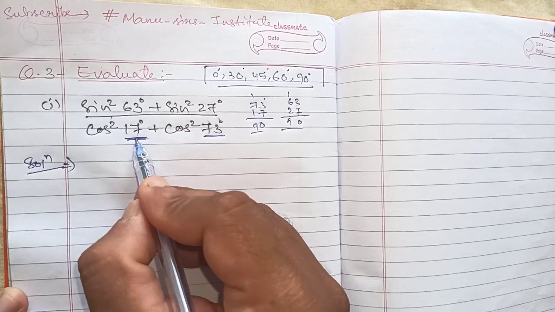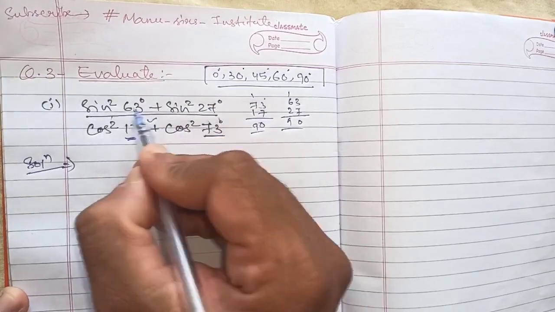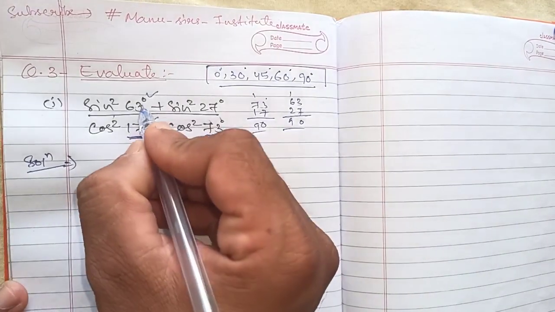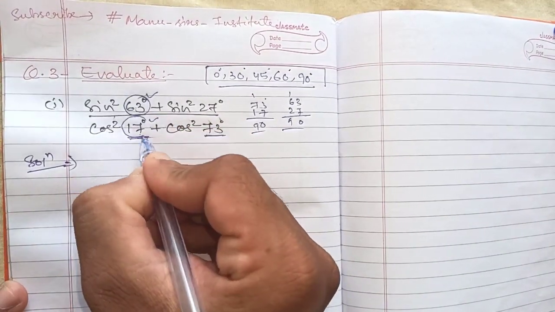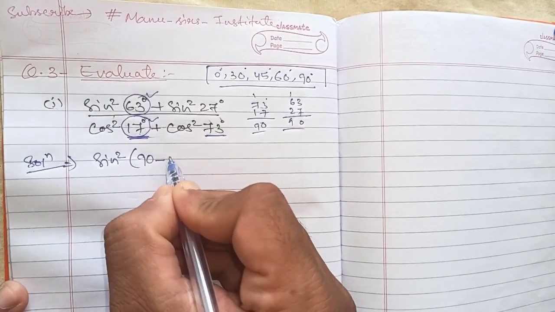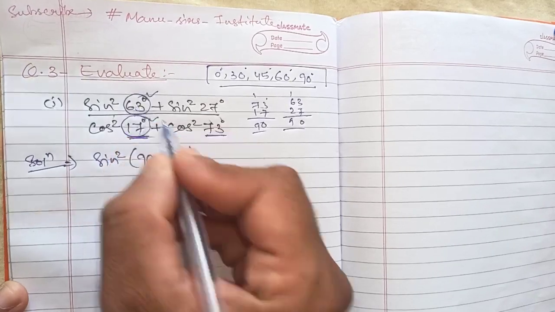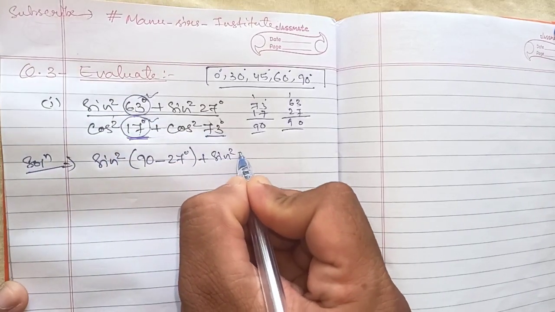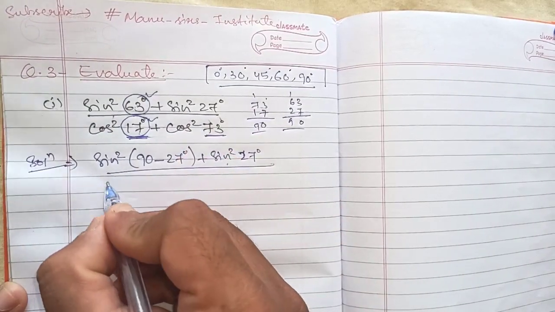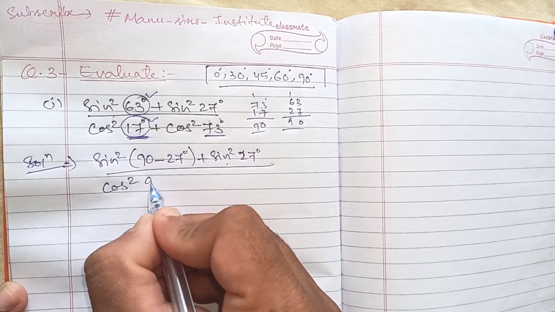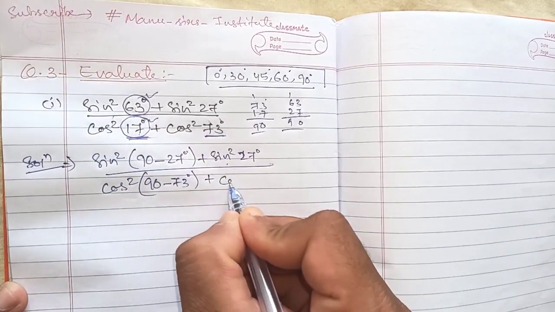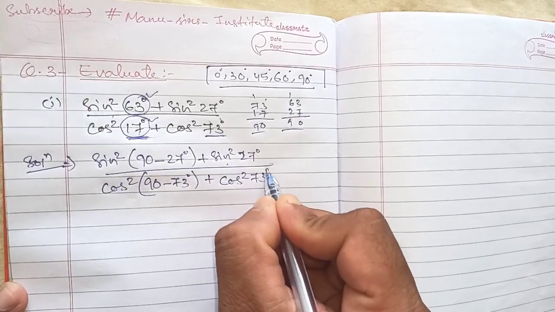So we will change any one out of this and any one out of this, as we have already discussed in exercise 8.3. So I am going to change 63 degree and 17 degree. Sine square 90 minus 27 degree is 63, plus sine square 27 degrees as it is. Cos square 17 degree will become 90 minus 73 degree, plus cos square 73 degree.